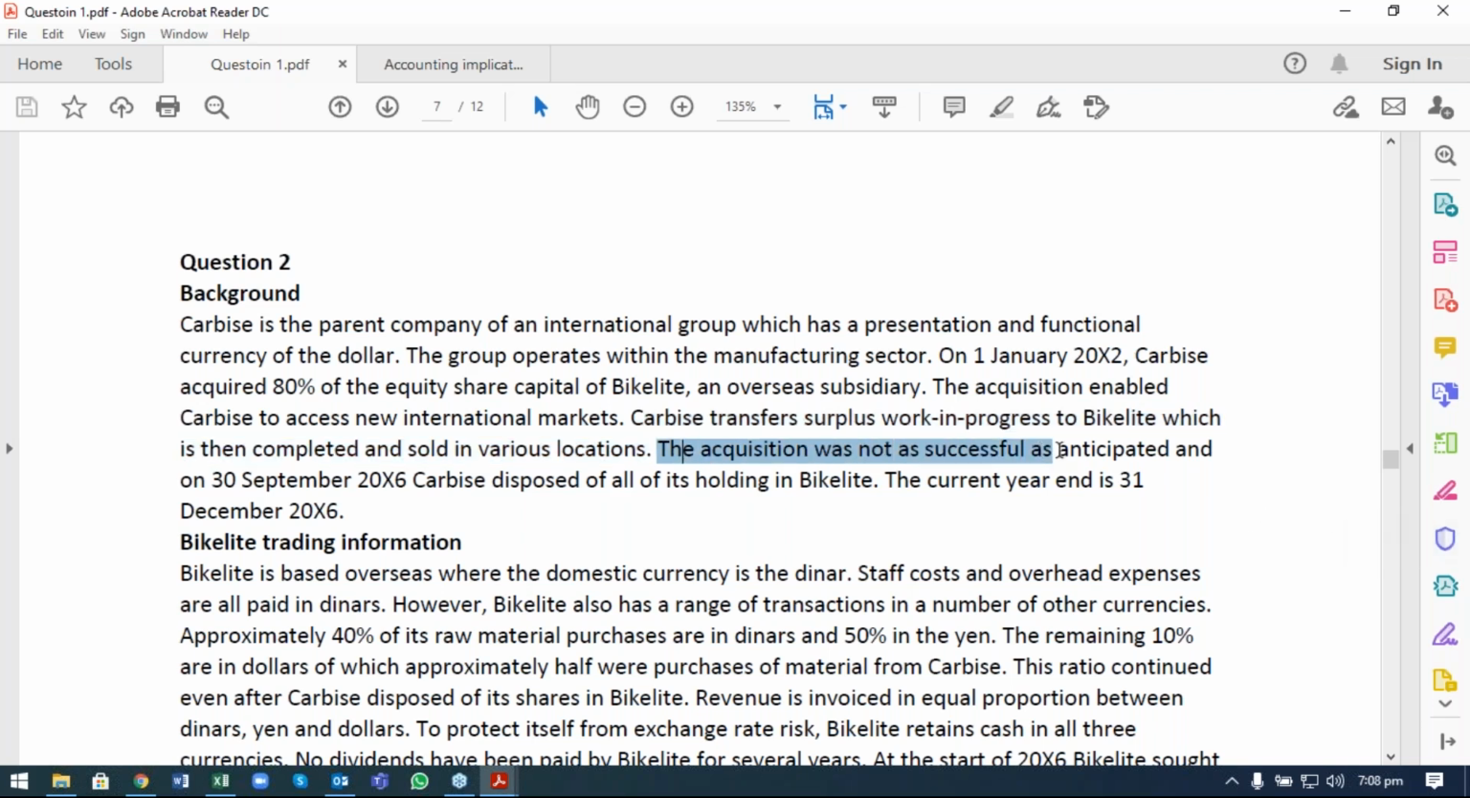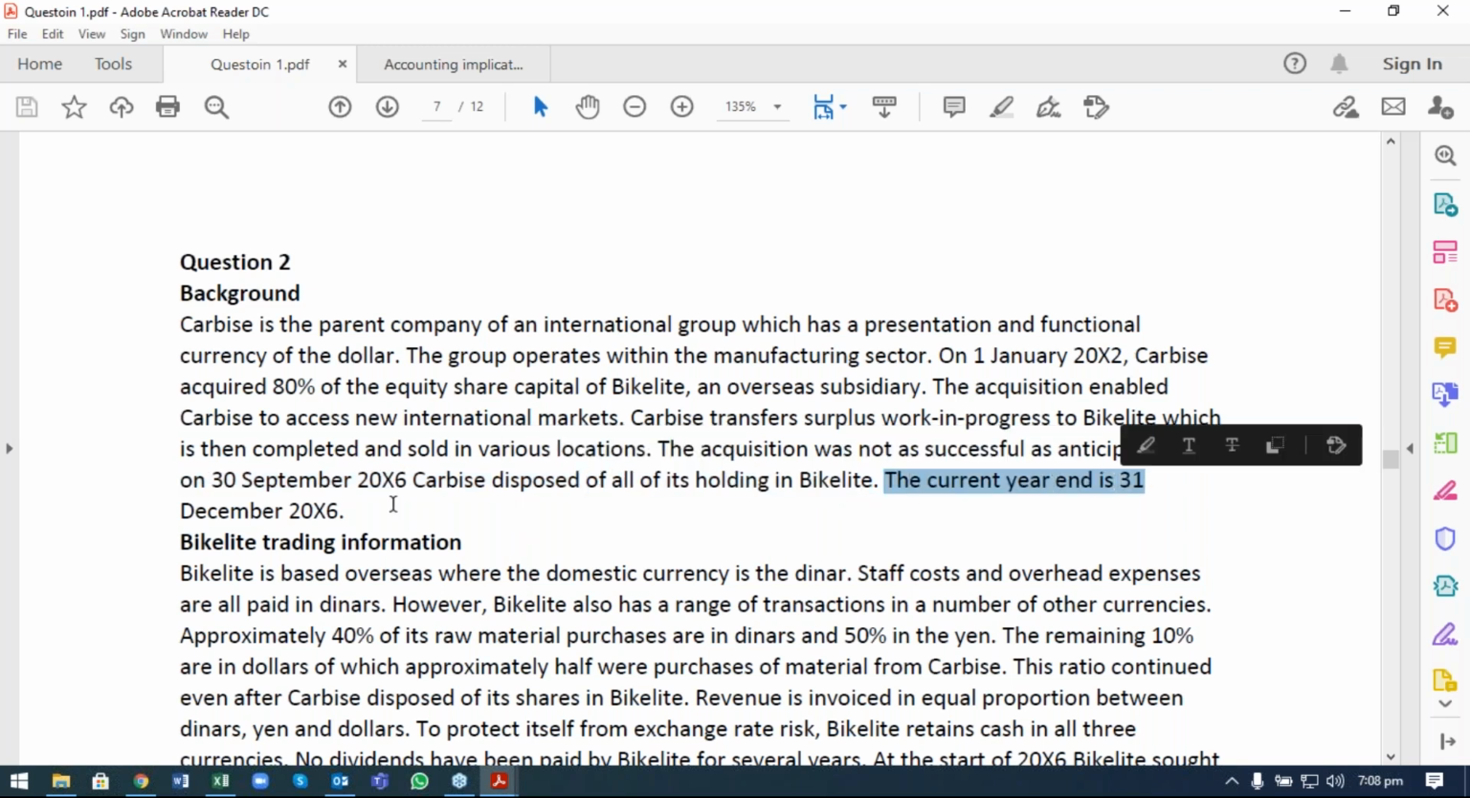The acquisition was not successful. The acquisition of Bakelite was not as successful as the parent company anticipated, and on 30th September 2006, Carbise disposed of all its holding in Bakelite. The subsidiary was acquired on 1st January 2002 and disposed of on 30th September 2006. It means around 3 to 4 years is the time period for which the subsidiary was within the group structure.